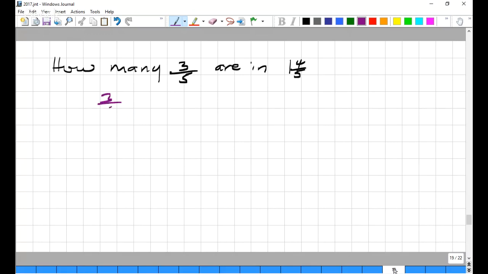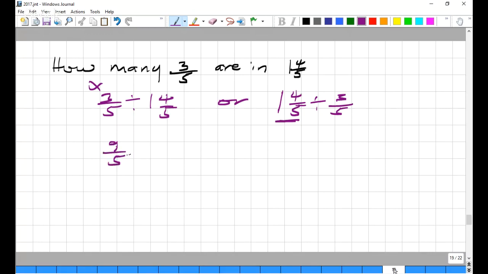Do I need to have it like this, 3/5 divided by 1 and 4/5? Or should it be 1 and 4/5 divided by 3/5? Yes, sir, this one. What do I need to do if it is set out like this? Convert, change it. What do I need to change this to? An improper fraction. You tell me what should I have? 9 over 5. 9 over 5 divided by 3 over 5.